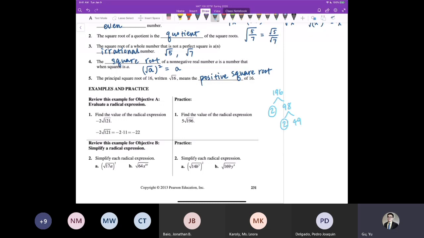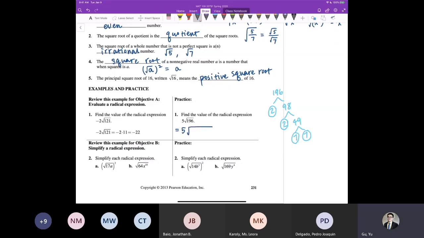For 49, you probably notice it's a perfect square. So you're going to do it as 7 times 7. Circle both of them because both of them are prime numbers. Therefore, we rewrite 196 as its prime factorization, which is 2 times 2 times 7 times 7.